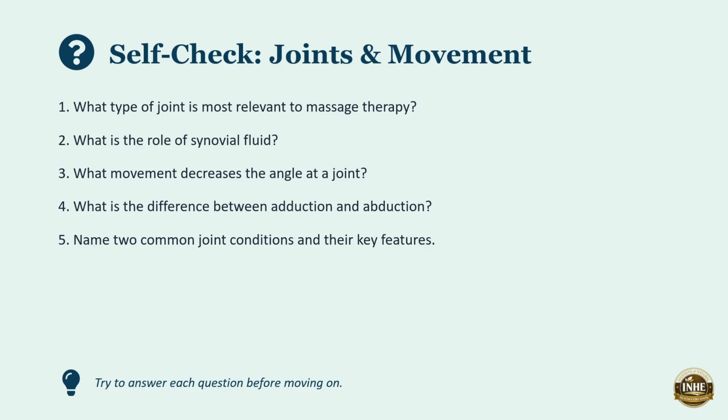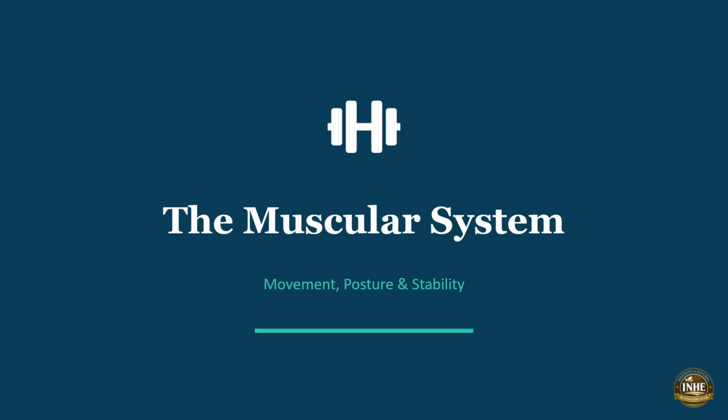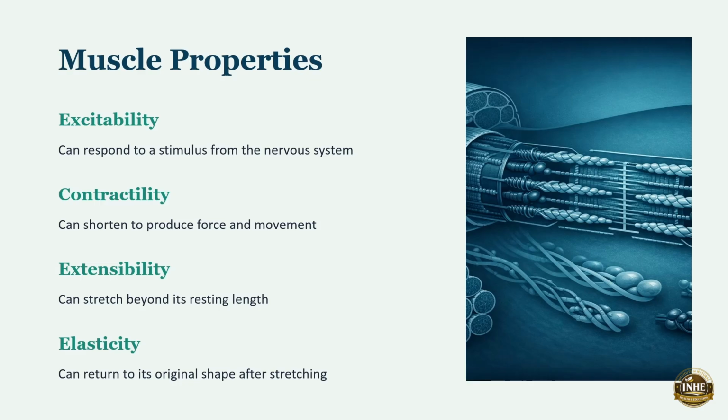Now, let's move into the muscular system. Muscles are responsible for movement, but they also help maintain posture and stabilize the body. Without muscles, even simple movements would not be possible. At the cellular level, muscles have unique properties. One of these is the ability to respond to a stimulus, which means they can receive a signal from the nervous system and react by contracting. This is essential for all voluntary movement.